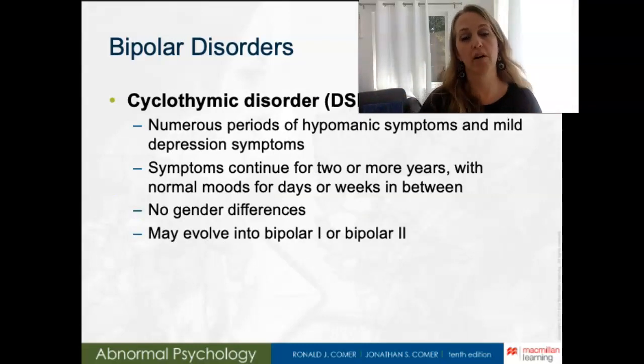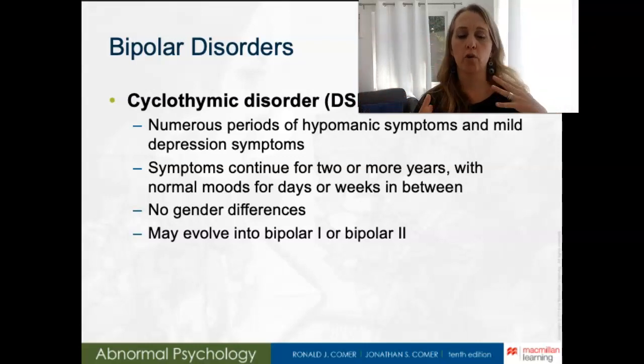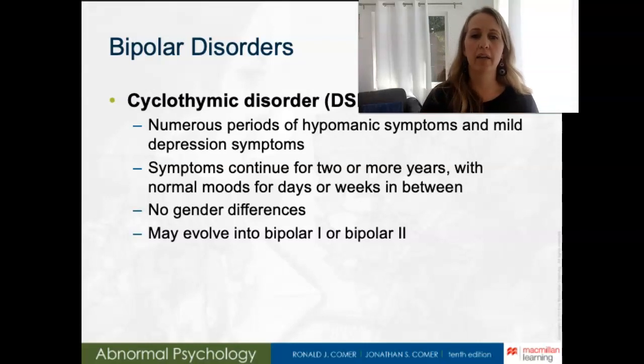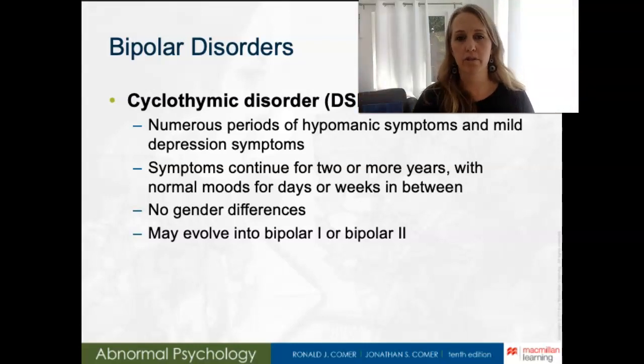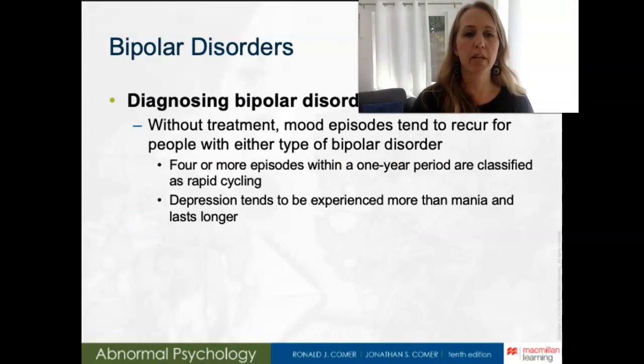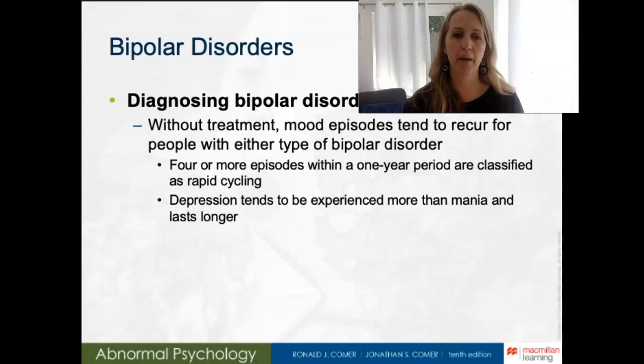Another type of bipolar disorder, though it's not called bipolar, is kind of a milder version, and that's called cyclothymic disorder. That is where you have these hypomania episodes and depression symptoms, but you can have kind of normal moods in between. It can evolve into bipolar 1 or bipolar 2, but it's basically a milder symptomology than the bipolar disorders. So these mood episodes can be really damaging, like we're talking about, with impairment.